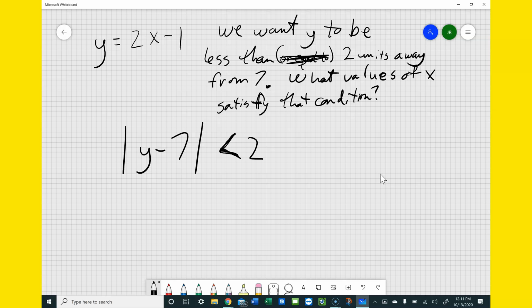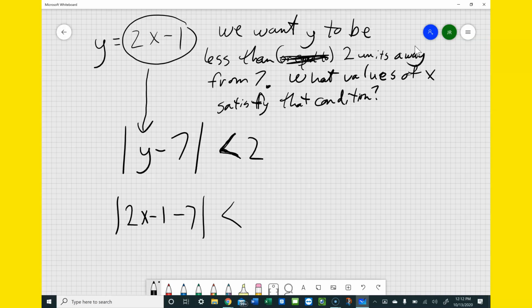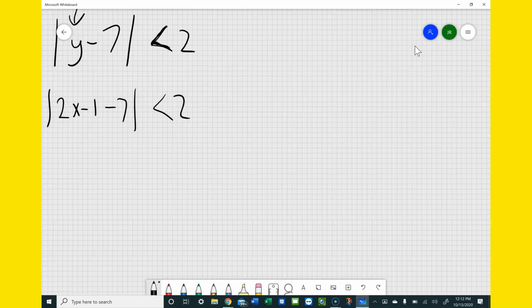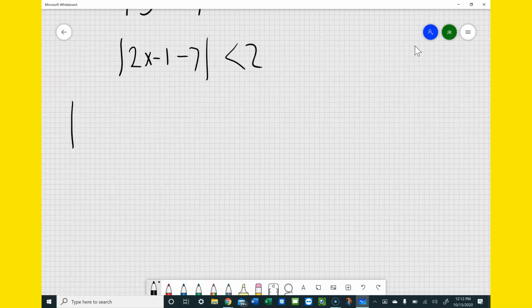All right, now what is y? Y is 2x minus 1. So I'm trying to figure out what values of x satisfy this. If I'm trying to figure out what values of x make this happen, then I'm going to substitute this expression with x in it for y. Since this is equal to y, I can do that. So now I've got the absolute value of 2x minus 1 minus 7 is less than 2. Now just simplify a little bit. The absolute value of 2x minus 8 is less than 2.